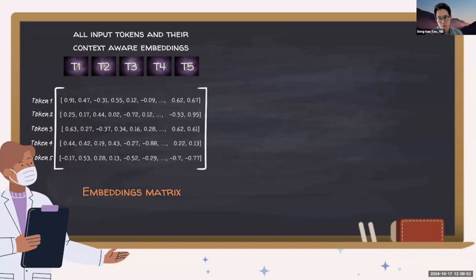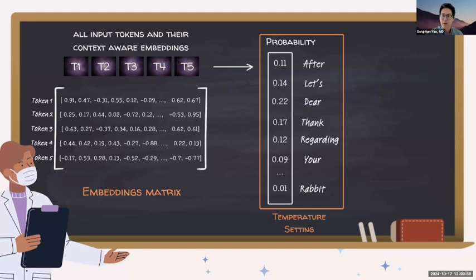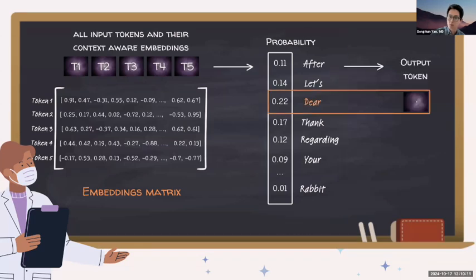Every row in this matrix is essentially the context-aware embedding, the big string of numbers of just a single word or single token. At this point, something interesting happens. Based on the embeddings matrix, the probability of the next token is calculated based on a complex series of mathematical formulas, and based on the probability distribution, the next output token is selected, in this case, deer.